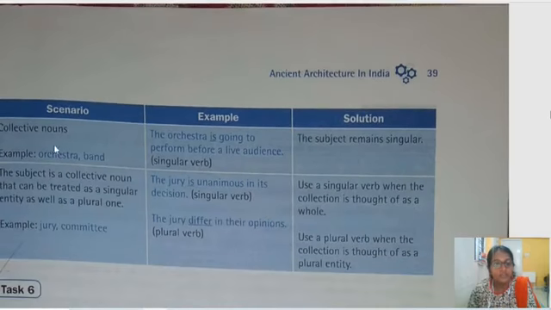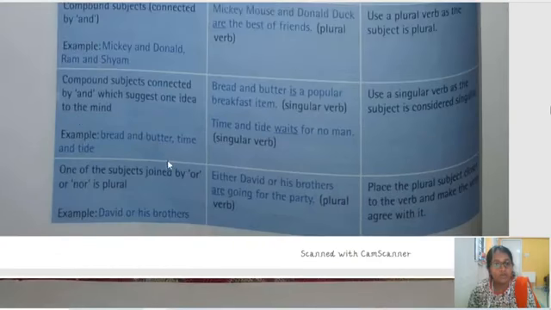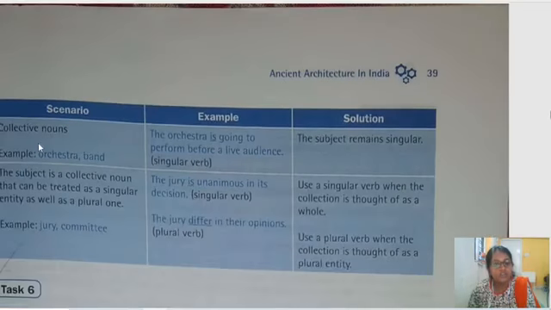Now come here, there is another one: collective nouns. We were talking about compound subjects; now we will talk about collective nouns. Collective nouns also take singular or plural forms according to the situation. For example: the orchestra is going to perform before a live audience. And another: the jury is unanimous in its decision.